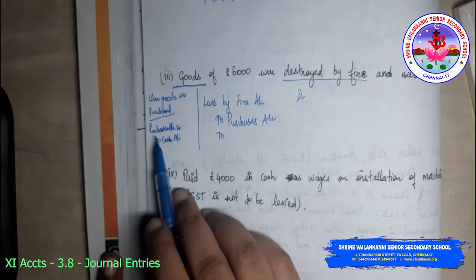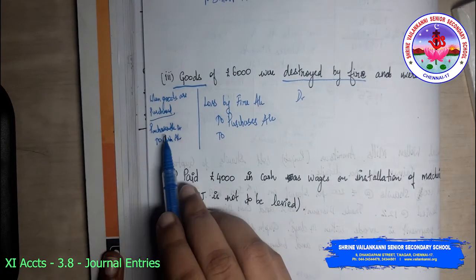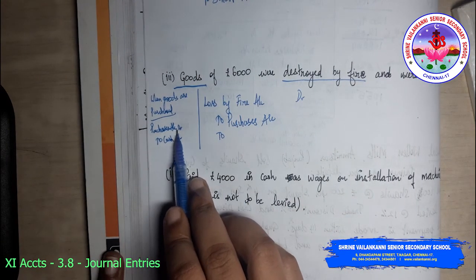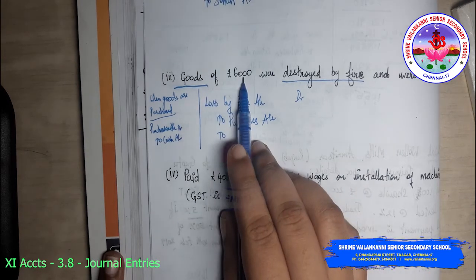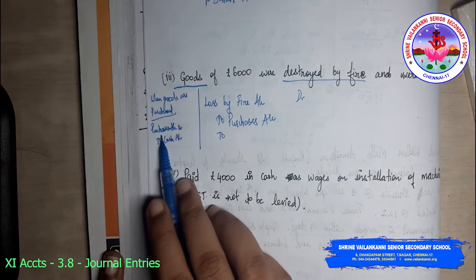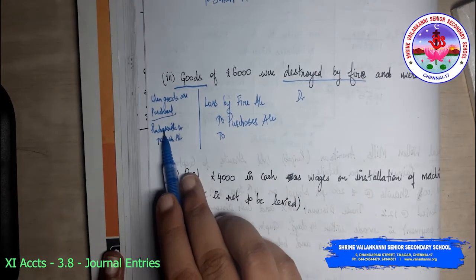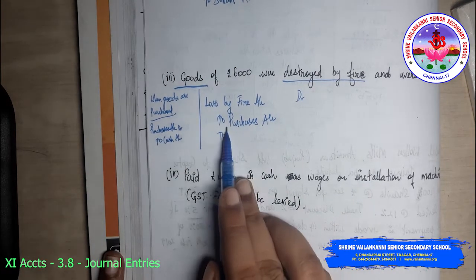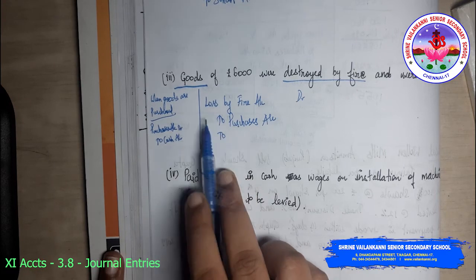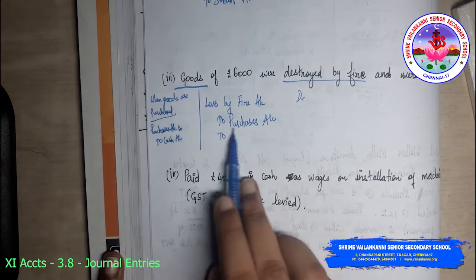Okay, so this will be the journal entry. Now goods, this purchases worth 6000 is destroyed. You cannot have purchases as 6000 anymore, so you need to cancel this. How to cancel? Debit becomes credit here. Okay, so loss by fire account debit to purchases account.